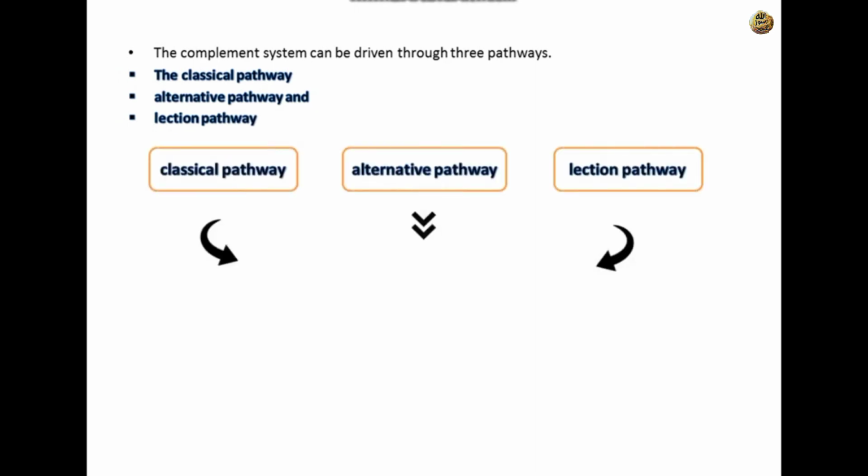If we classify the complement system, it can be driven through three pathways: the classical pathway, the alternative pathway, and the lectin pathway. All these pathways meet at C3 activation, and from here we get the common pathway. First, discussing the classical pathway of the complement system.